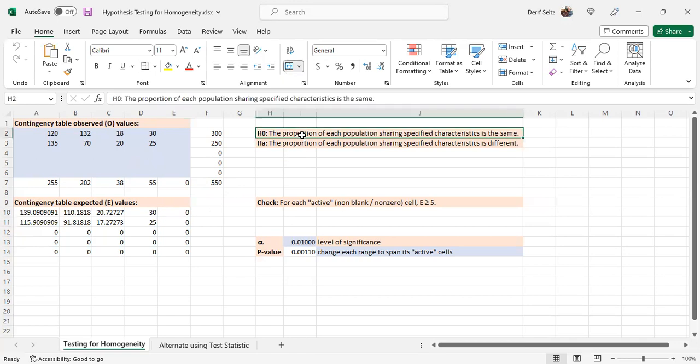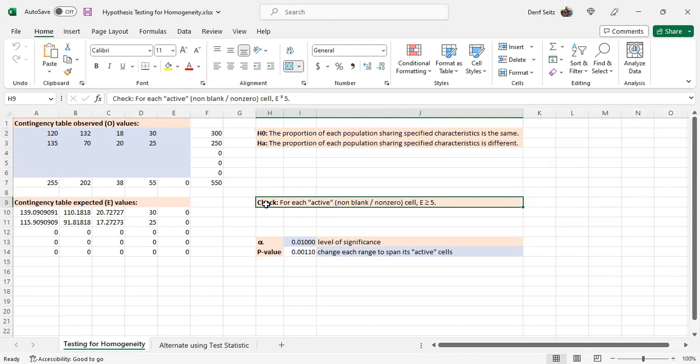The two hypotheses: the null hypothesis is that the proportion of each population sharing specified characteristics is the same. And the alternative is that the proportion of each population sharing specified characteristics is different. There's a check that needs to take place in order for this test to be valid. For each of the active expected values, its value must be greater than or equal to 5. We see that condition is met for this example.